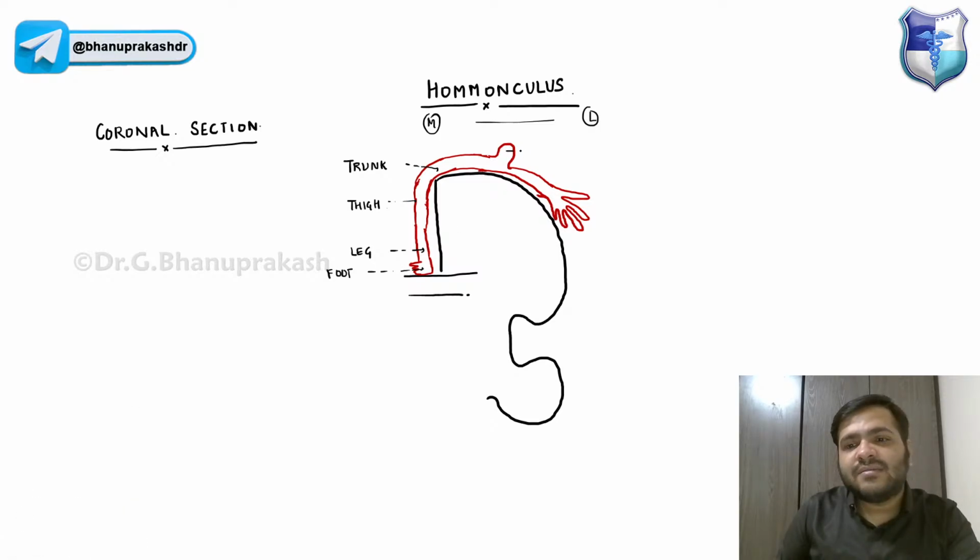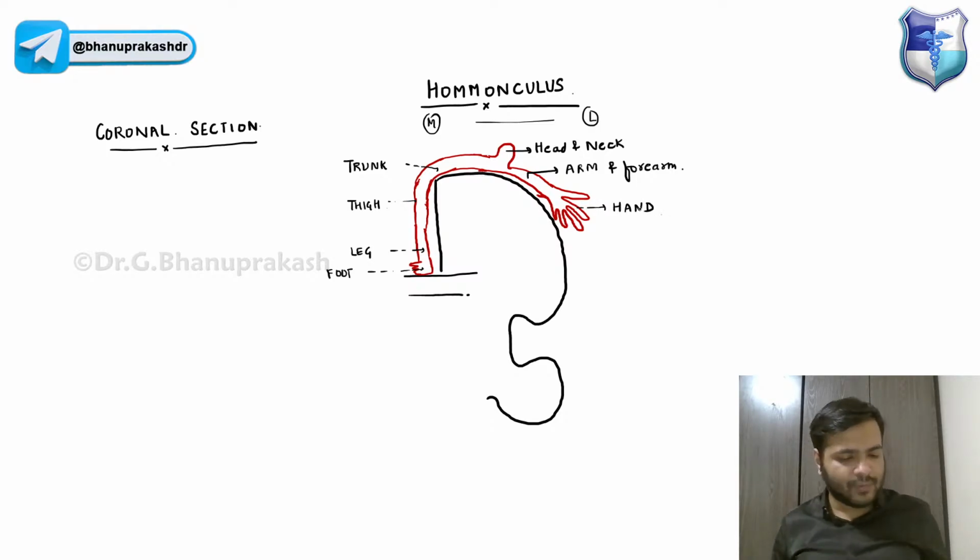When I'm saying this head and neck, it is without the face, guys. I'm not including the face over here. It is head and neck. Then over here we will have the arm and forearm, and yes, this is the hand. Try to draw the hand bigger, guys. I will tell you why we are drawing the hand bigger.